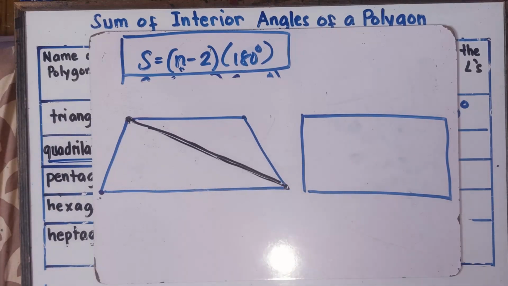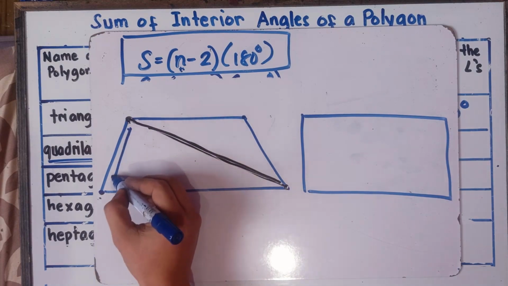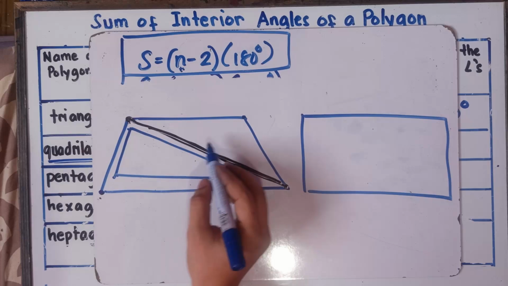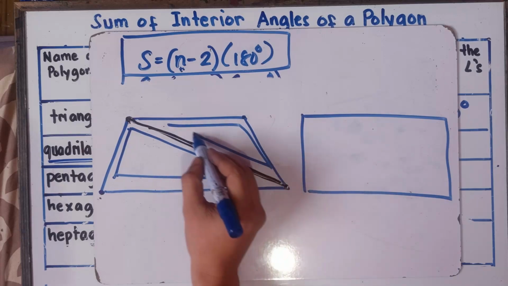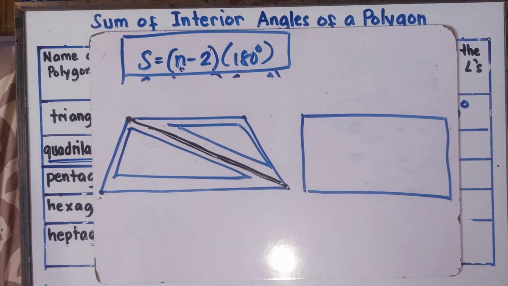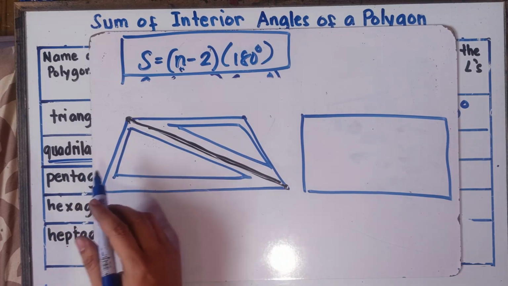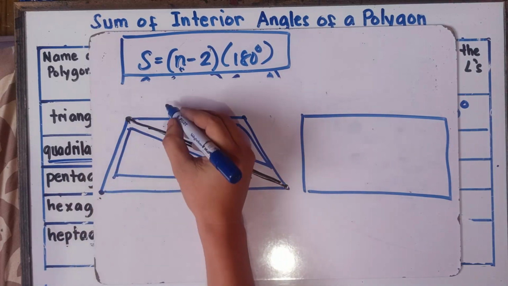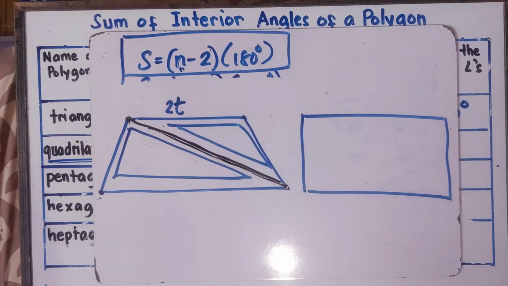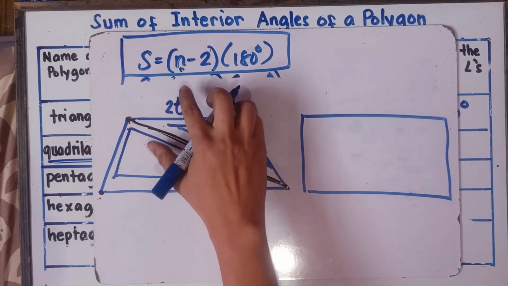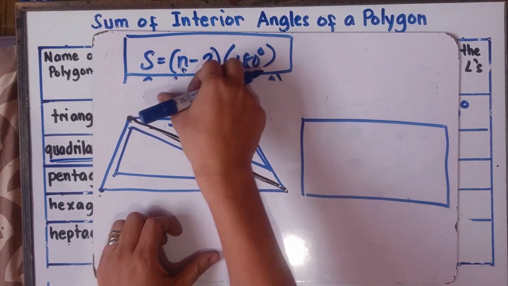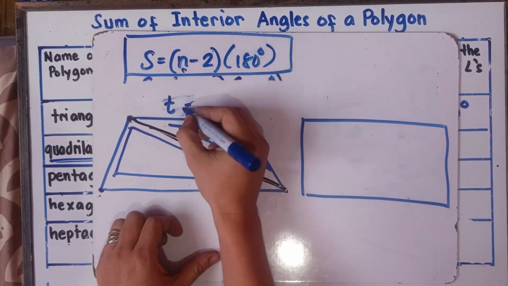Alright, now how many triangles can we form? We have two triangles. This one right here, first triangle. And the second triangle, this one right here. So we have two triangles. Therefore, in every quadrilateral, we can draw two triangles from a single vertex. So T, the number of triangles, is equal to 2.